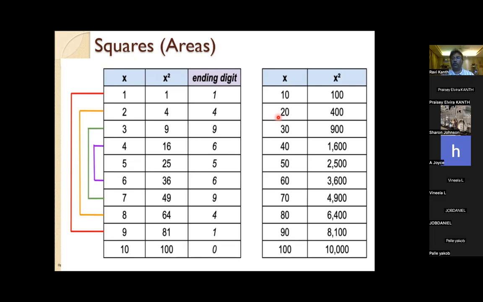So don't worry about 30, 40. If you know 4 into 4 is 16, 40 into 40 is 1,600. If you know 7 into 7 is 49, 70 into 70 is 4,900. If you know 9 into 9 is 81, immediately 90 into 90 is 8,100. 10 into 10 is 100. 100 into 100 is 10,000.